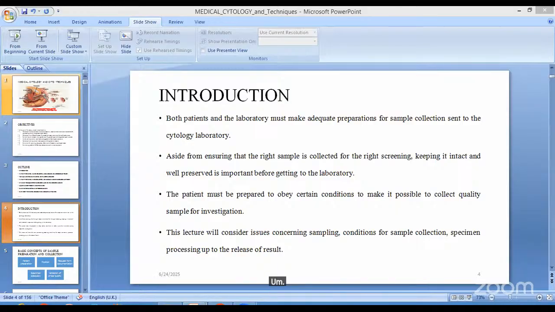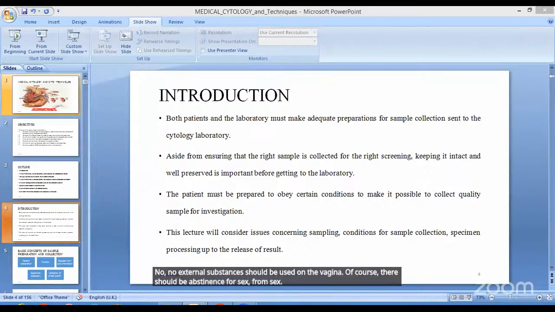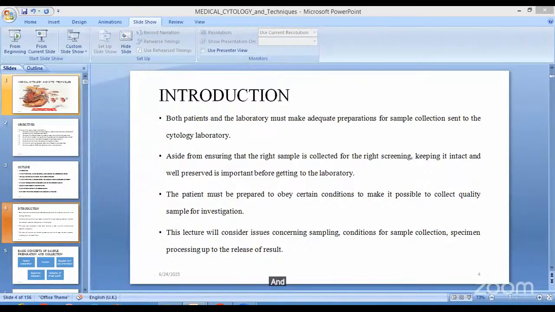The patient should be told too that there shouldn't be vaginal douching. No extraneous substances should be used on the vagina. And of course, there should be abstinence from sex. And no medicine should be applied to the vagina 24 hours before sample collection. This is a very good way of preparing the patient.